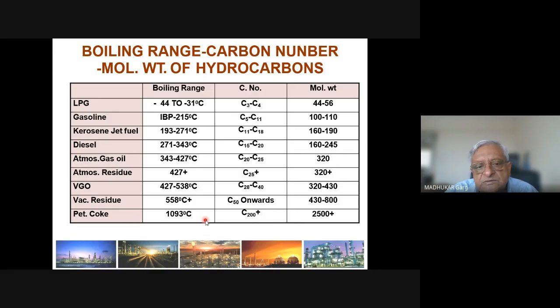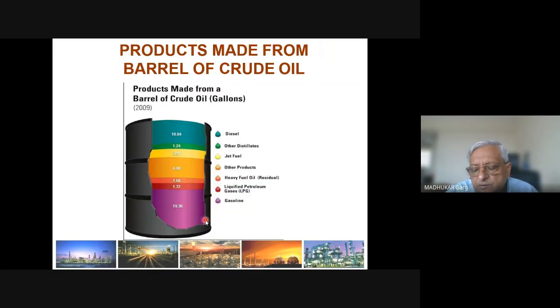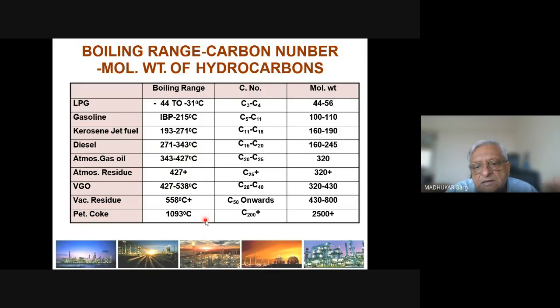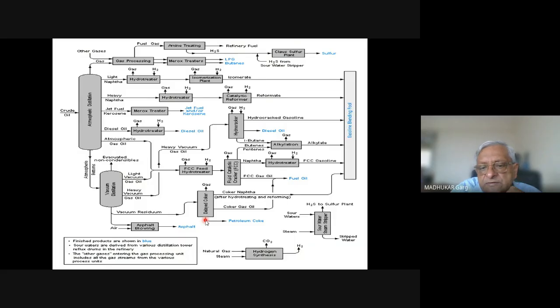So these are the various products that you saw in the barrel, their carbon number, their boiling range, and molecular weight. So next, when you drive into a petrol station to fill up your car, if your vehicle is diesel driven, you'll know what kind of material you're buying, in terms of boiling point, carbon range, and molecular weight.